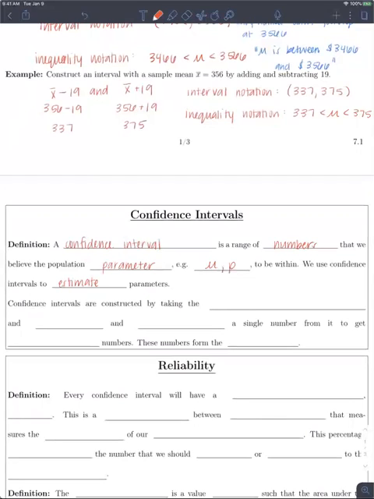And this is what I was just saying. They're constructed by taking your sample statistic, which is either going to be X bar or P hat, and adding and subtracting a single number from it to get two different numbers. And these two numbers form your interval. So this example that we just started out with is a perfect example of what's going on here. This is just kind of describing it in words.